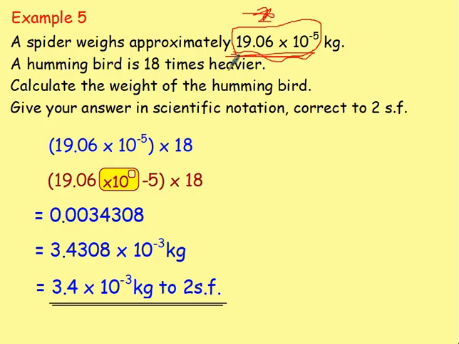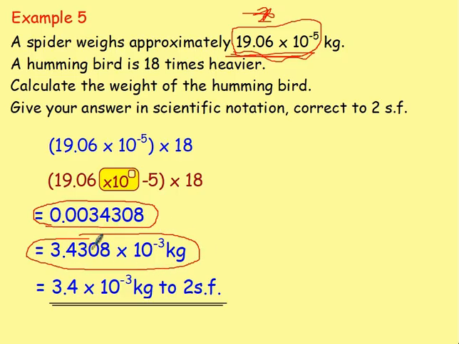Is add, subtract, multiply, divide. If you do that, you will get a number. It'll probably appear this way on your calculator. You then have to write that in scientific notation. Hopefully that is easy enough. That's just what we did at the start.